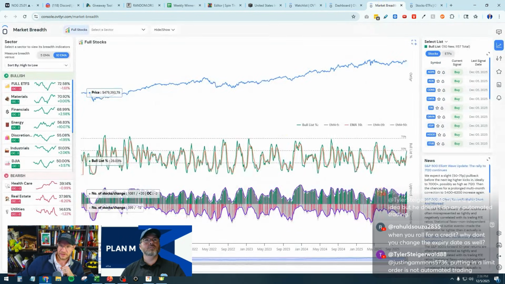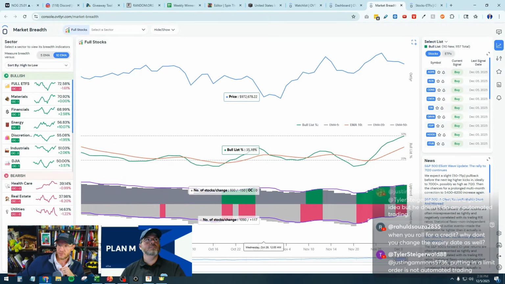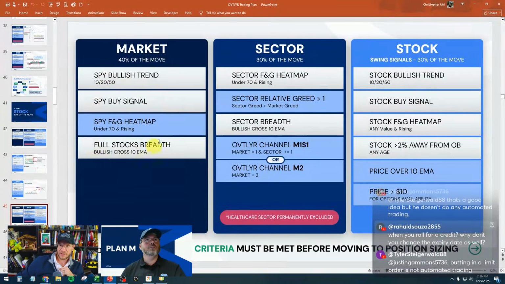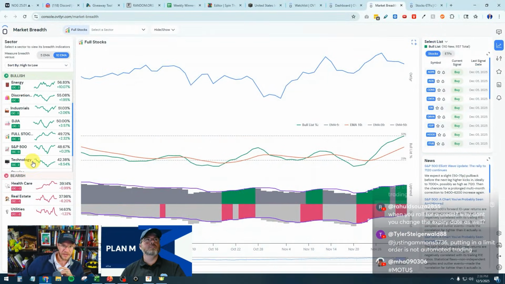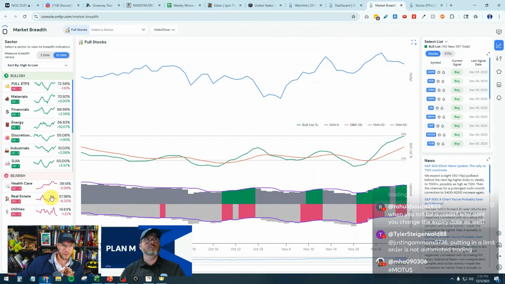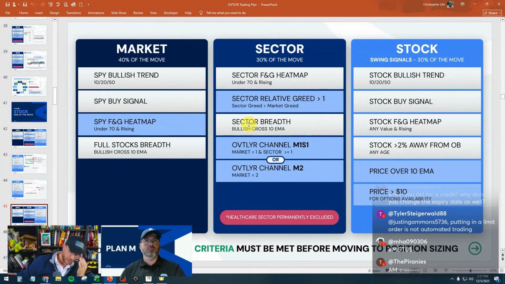Market breadth overall is crossed bullishly. Plus, we have more uptrends, less downtrends. And so we're basically set over here. Then we move into the next section. We've already confirmed that the outlier channel score is M2, more uptrends, less downtrends. Sector breadth, we can look over at the sectors and see the only 3 sectors now that are bearish are healthcare, real estate, and utilities. So we won't trade those. And then what we need to find is relative greed greater than 1.